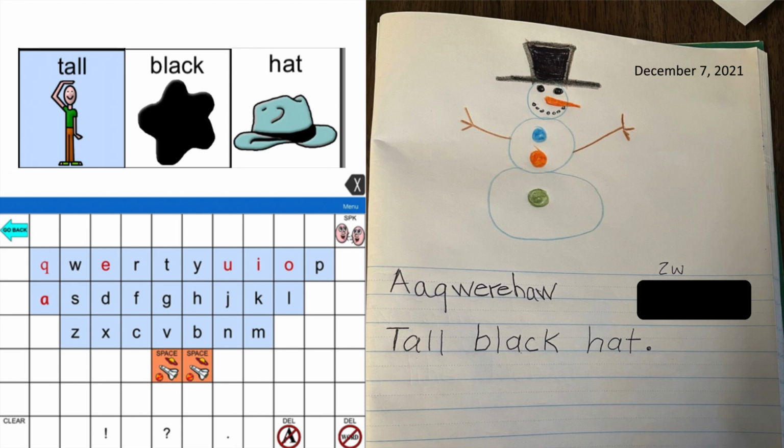And she took the letters that he had chosen and used some of them in her writing. So when she was writing tall, she said, tall, I need an A, and you have an A right there. I'm going to steal that. And she put that into her word. So she was connecting what the student had written to her spelling of the message. Then they wrote his name with the keyboard. You can see he spelt it ZW. And that was what their journal looked like for that day with his emergent independent writing.